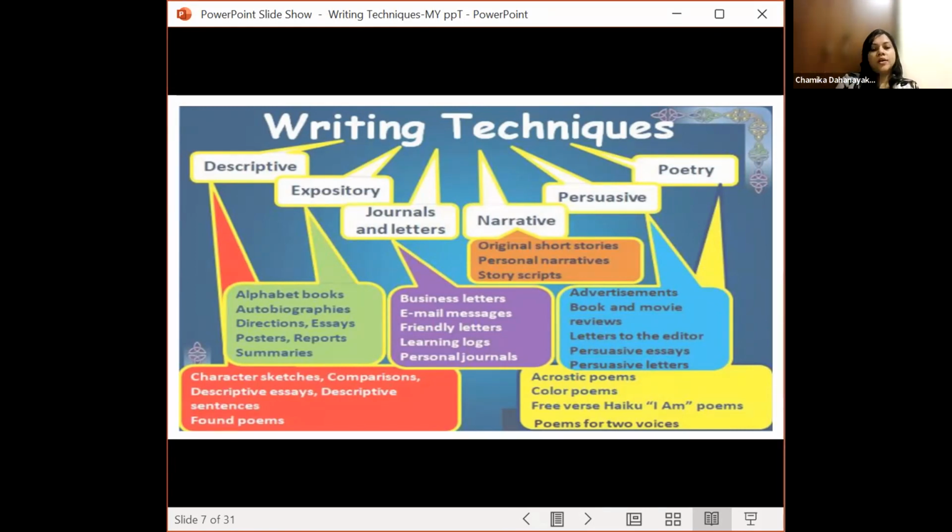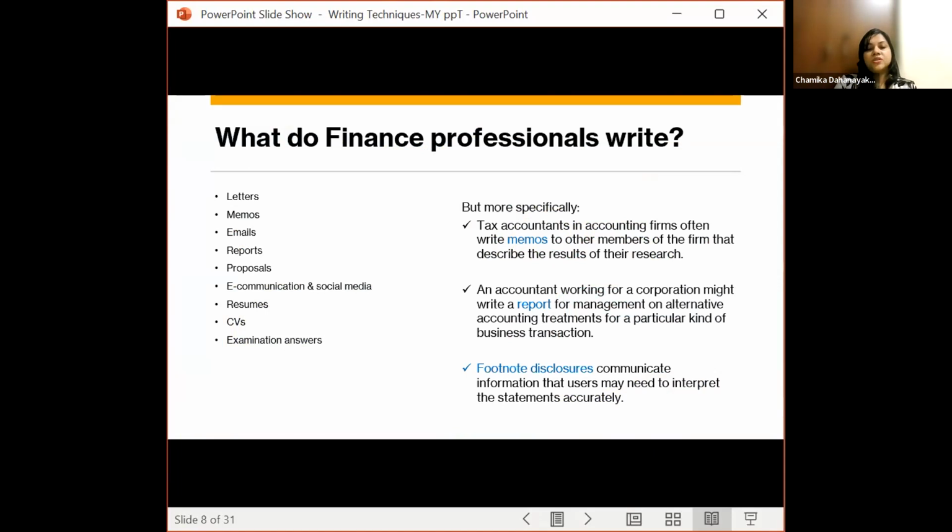Right? So again, there are many writing techniques, but you don't need to study everything. There are some techniques that are highly useful to finance professionals, accounting professionals. So we are going to look at some of those things, right? So what do finance professionals write? What do you write? Obviously, the answer is very clear, right? We all know that you write letters, memos, emails, reports, proposals, e-communication, social media messages, resumes, CVs, examination answers.